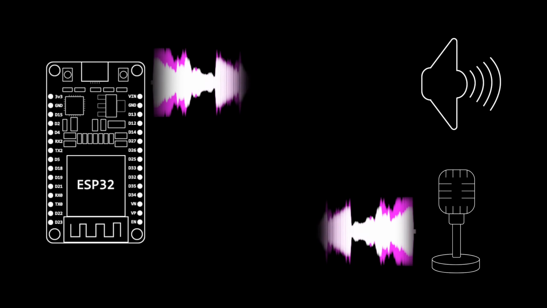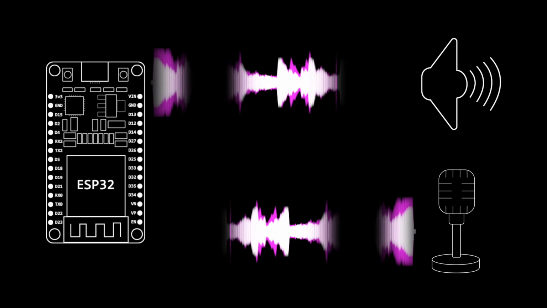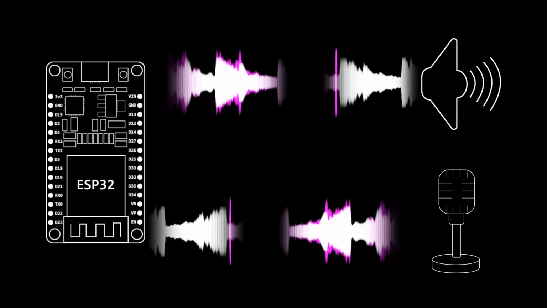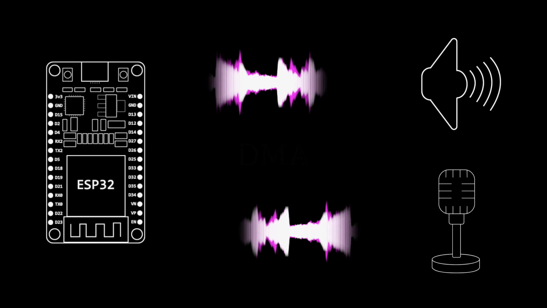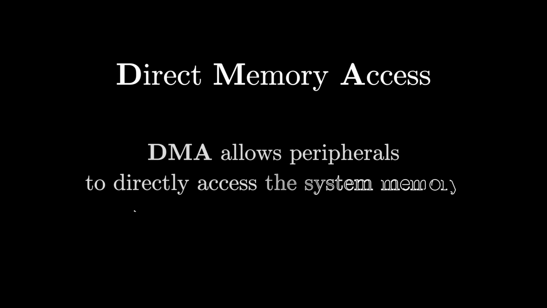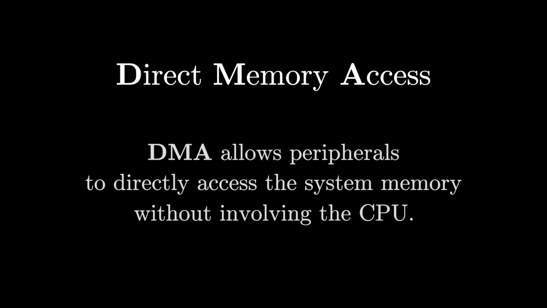Since we're looking at audio, I'm going to focus on streaming sample data to and from the CPU to I2S peripherals, generally microphones and speakers. We'll start off with a definition of what DMA is. DMA stands for Direct Memory Access. DMA allows peripherals to directly access the system memory without involving the CPU.